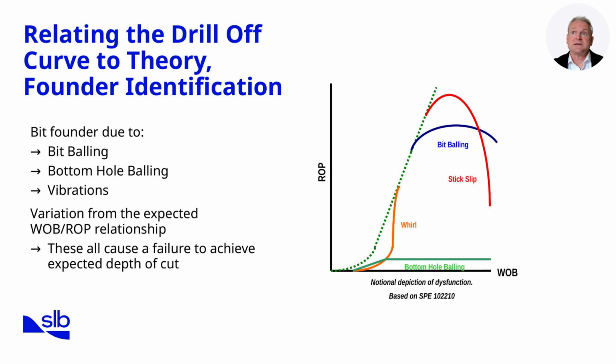On the chart, you can see the idealized weight on bit ROP curve alongside notional depictions of dysfunction. The illustrations highlight conditions such as stick slip, whirl, and balling. Each of these represents a mechanism where added weight fails to translate into improved penetration. The main lesson here is that variation from theory is not random. It's a signal of dysfunction. Identifying these departures early allows corrective action before performance is severely impacted. With this in mind, let's now explore the relationship between ROP and torque.